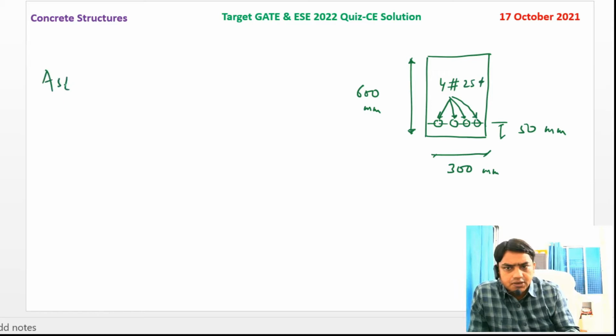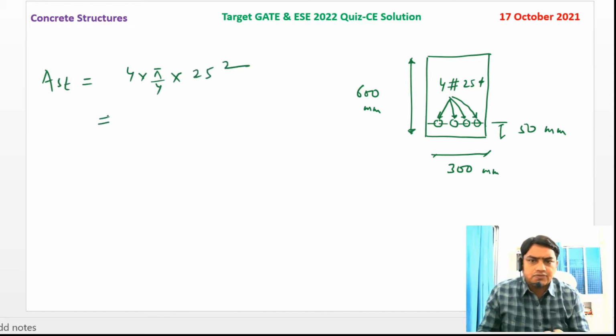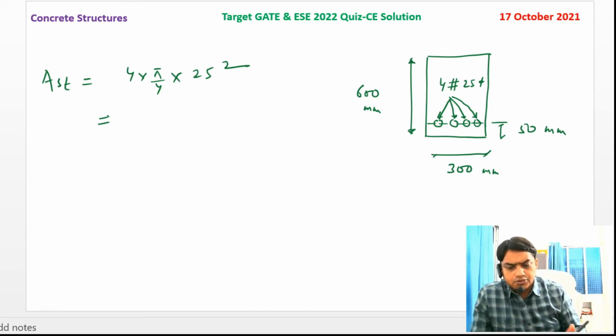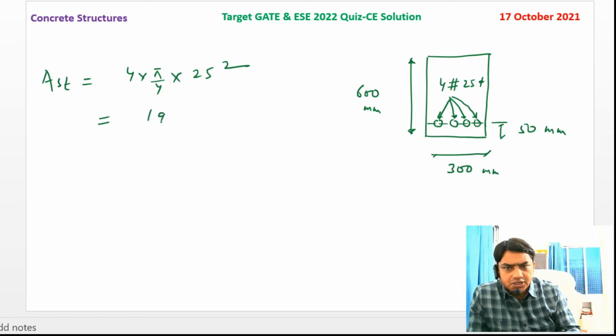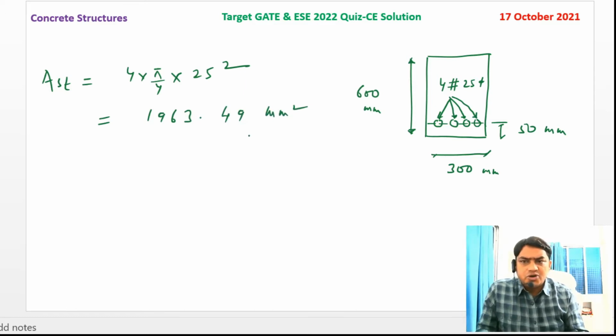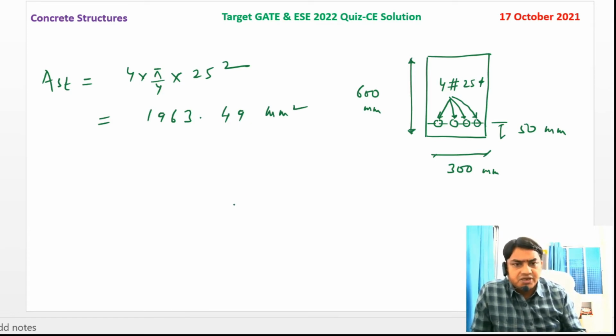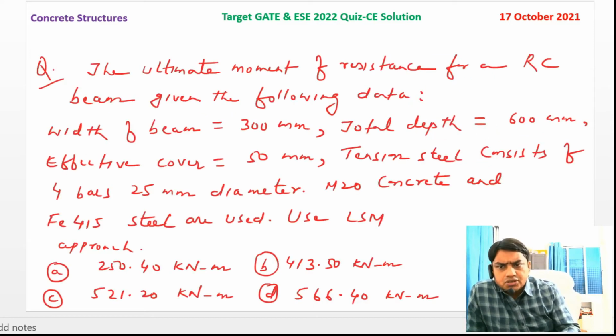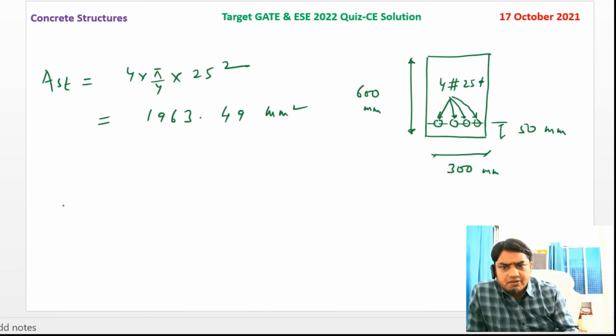Firstly we can compute the area of steel. Area of steel is equal to 4 into pi by 4 into 25 squared, so it will be 625 pi, which is 1963.49 mm square. We have to find the moment of resistance. So firstly we have to decide which type of section it is, whether under reinforced, over reinforced or balanced section. So the limiting moment of resistance can be computed.